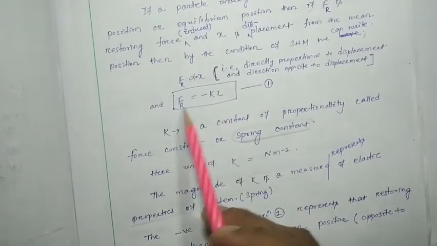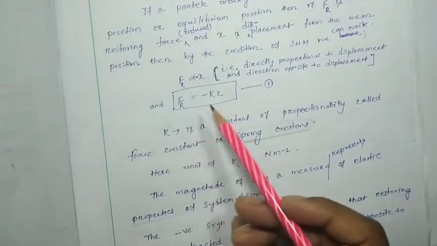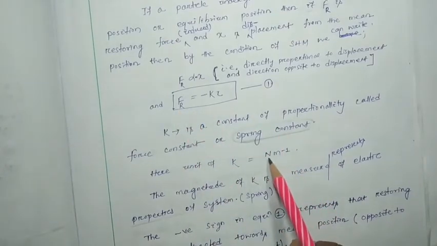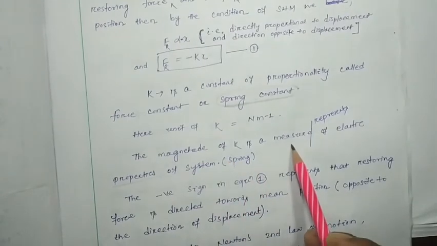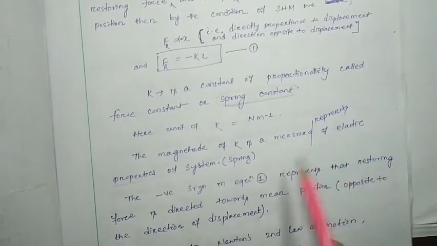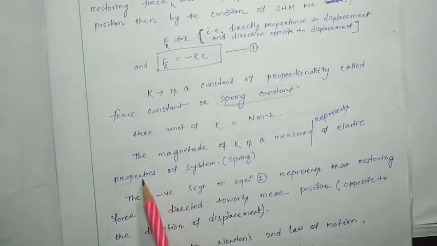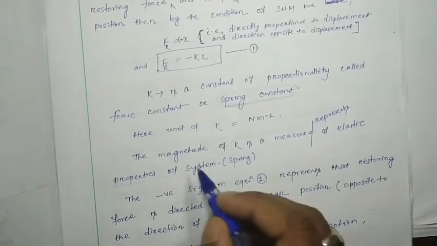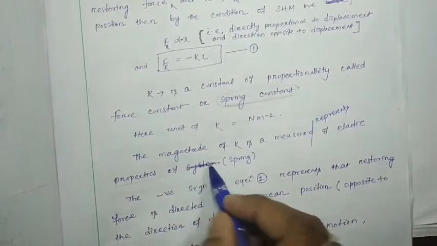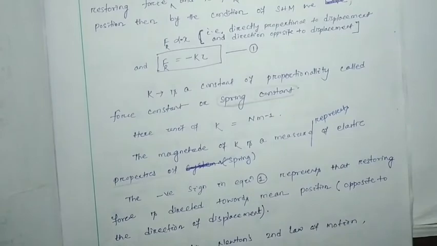Obviously here k equals F by x. F is nothing but Newton, x means displacement, and the unit will be Newton meter inverse. And the magnitude k is a measure of the elastic properties of the spring. Actually, properties of the spring; you just write 'of the spring', strike out 'the system'.